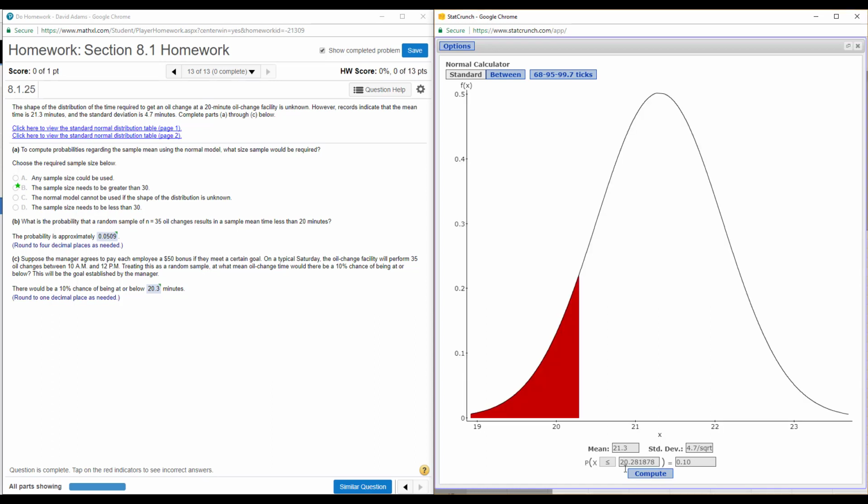And do you see how we have the 20.28? Actually 20.3 rounded to one decimal place, and that's it. Done.